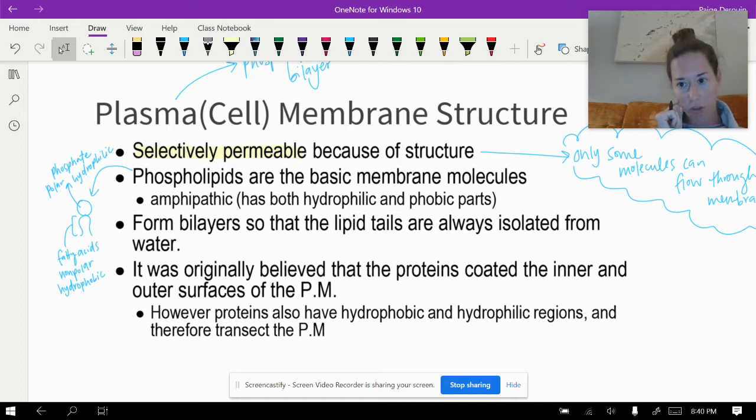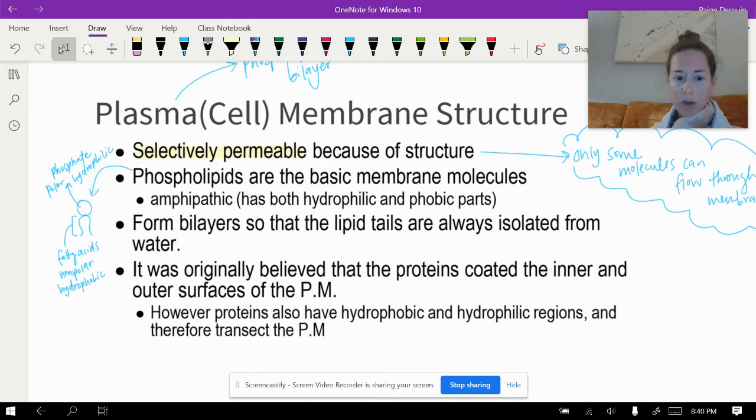Just kind of an interesting thing: originally scientists thought that proteins coated both the inner and outer surfaces of the cell membrane. Now we know actually that proteins pass through the membrane, which I'll show you a picture of in a second. But originally, scientists thought that the proteins were just sitting on the outside. And there are some proteins that sit on the outside, but there are also some that are able to pass through.